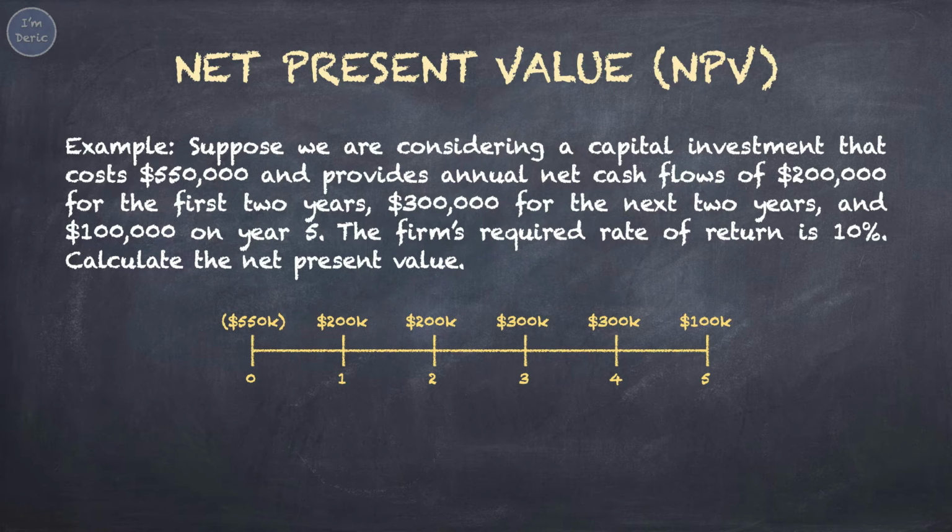Suppose we are considering a capital investment that costs $550,000 and provides annual net cash flows of $200,000 for the first 2 years, $300,000 for the next 2 years, and $100,000 on year 5. The firm's required rate of return is 10%. Calculate the net present value.